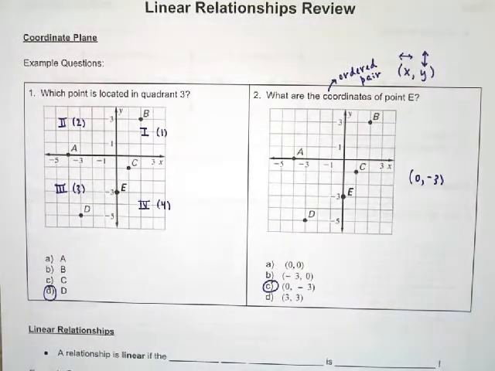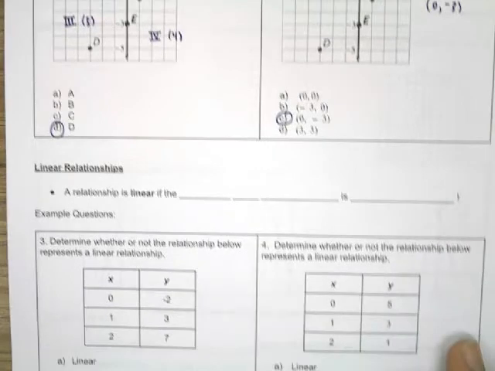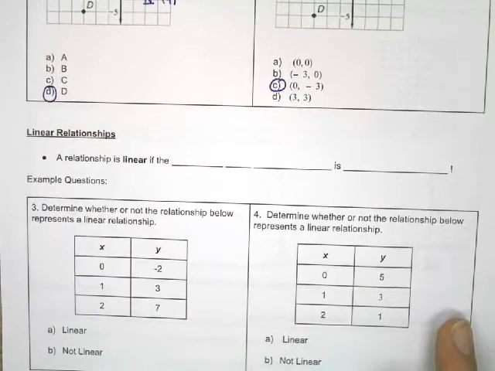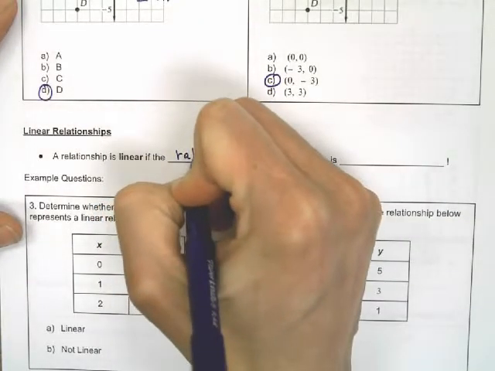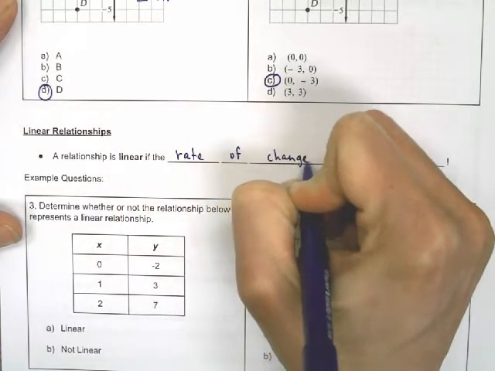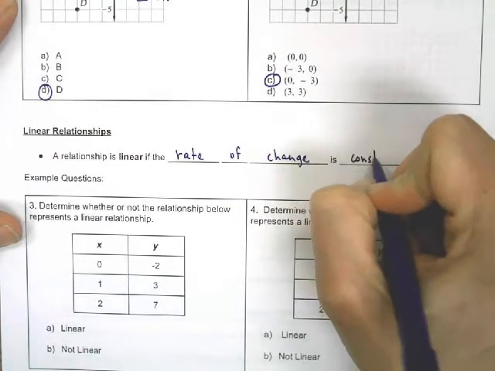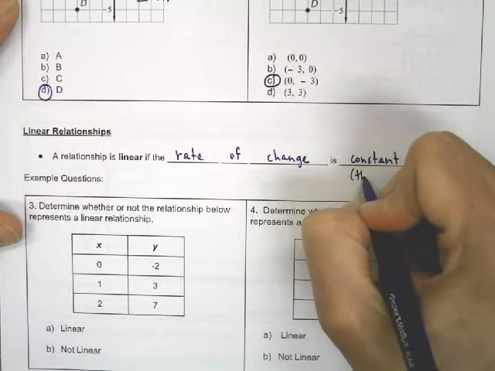So those are the kinds of questions you might be asked about the coordinate plane. There's also some other questions included in the multiple choice practice at the end of these notes. So the next thing you might see in this part of the final is talking about linear relationships. And the important thing to remember here is that a relationship is linear if the rate of change is constant. And of course, by constant, we mean it's the same.